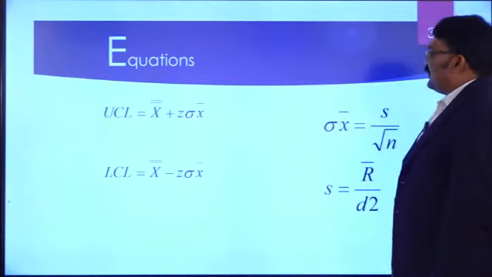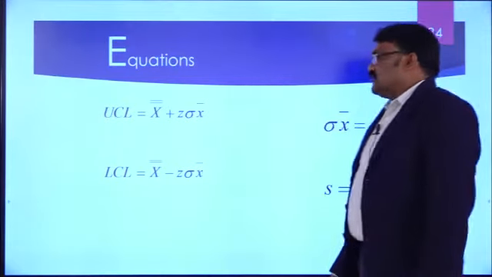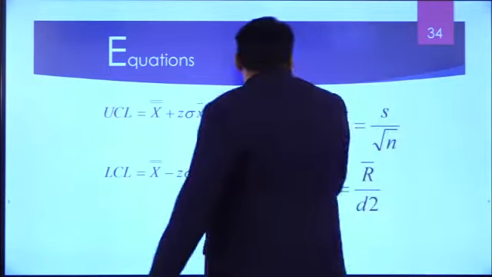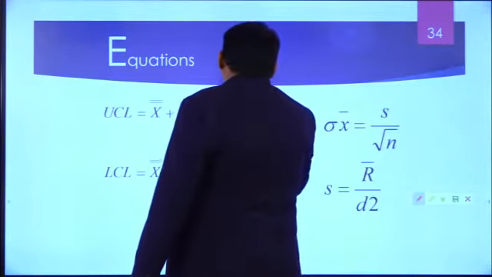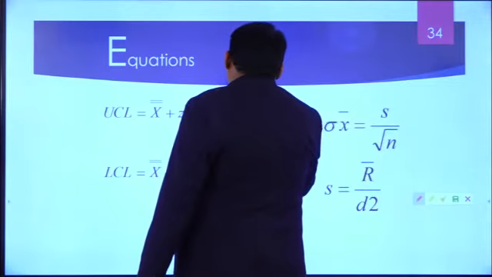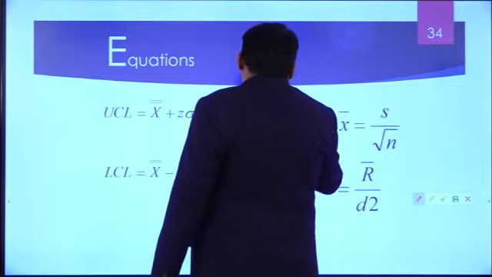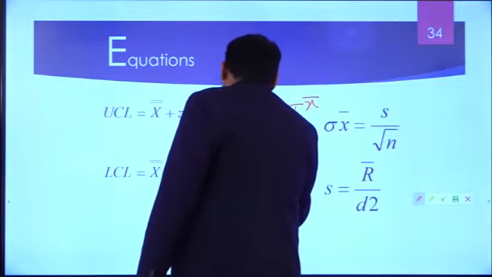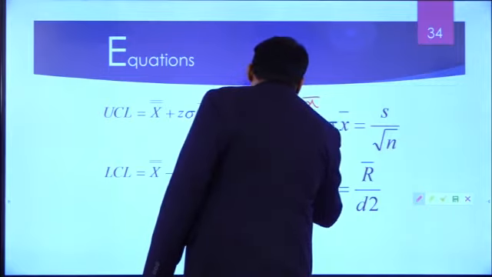Now, under the x bar chart, the formulas are given. Remember, the first one which is given, that is x double bar plus or minus z sigma x bar, the first UCL, and x double bar minus z sigma x bar.